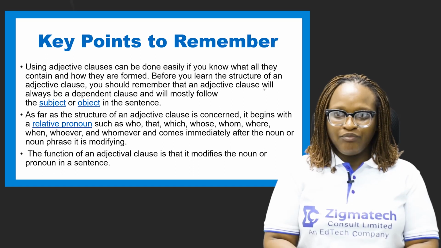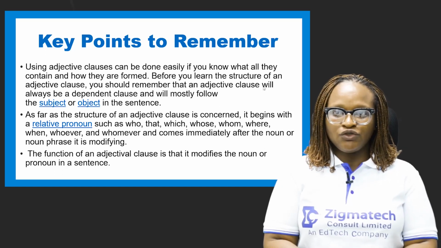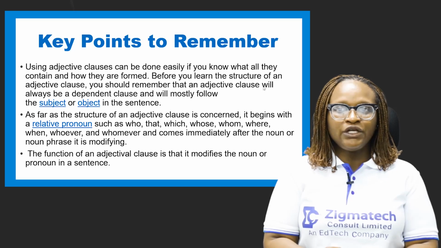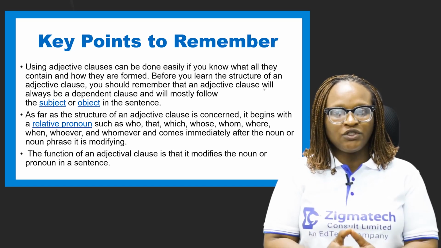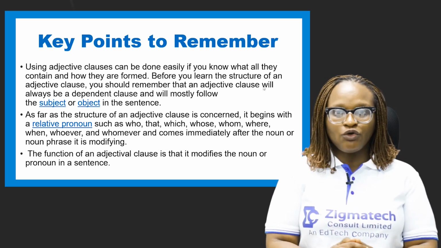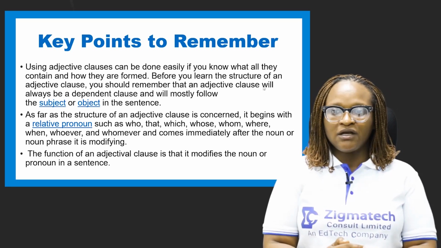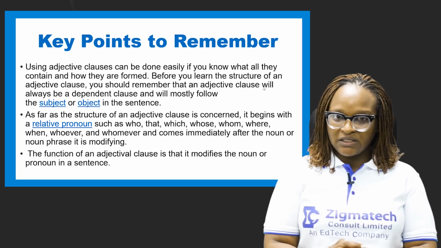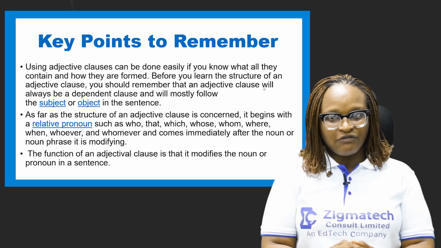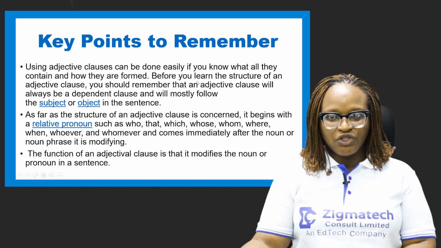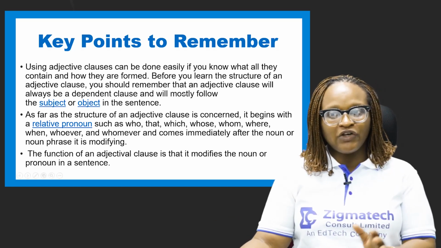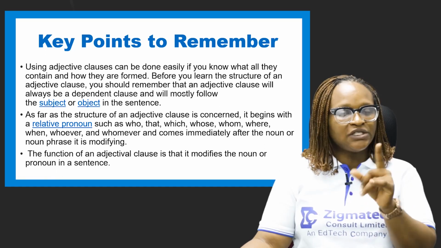Alright, so that being said, one other thing we must know is that an adjective clause will always be followed by the subject or object in the sentence. There is always a subject and there is always an object in the sentence. You cannot negate that fact. There is always a subject and there is an object too. So as far as the structure of an adjective clause is concerned, it begins with a relative pronoun.